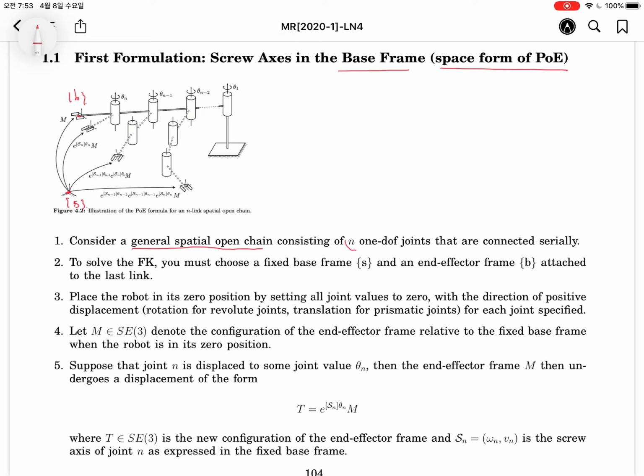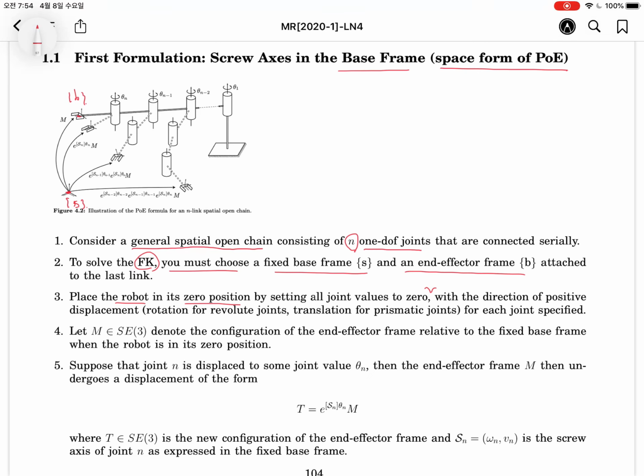Okay, here this robot system has n one-degree-of-freedom joints. The joint is all the time connecting two links, not three links, just two links. To solve the forward kinematics, we must choose the fixed base frame first, and then the end effector frame attached to the last link, and then place the robot in its zero position by setting all the joints as zero, like this, with the direction of positive displacement satisfied for each joint.